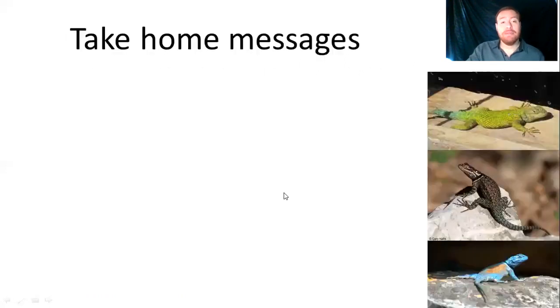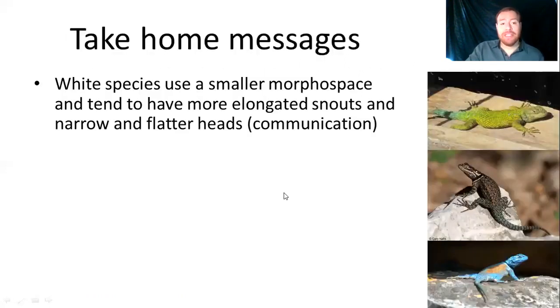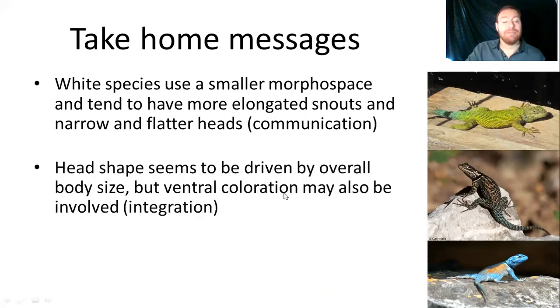Okay, and just some take-home messages here. White species are using a much smaller morphospace and tend to have elongated snouts. This could be because of communication. So in our lab, we studied Sceloporus behavior, and we've discovered that white species tend to be more chemically oriented than blue species, and this elongated snout might facilitate that.